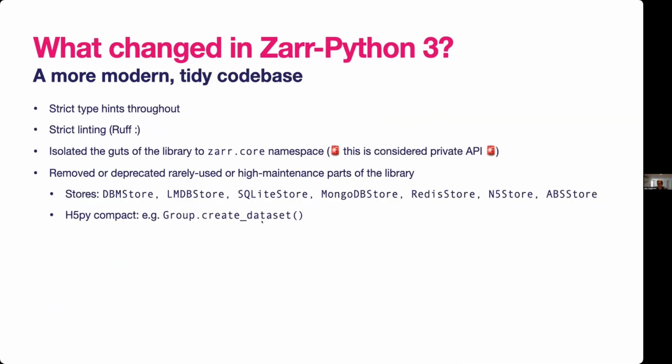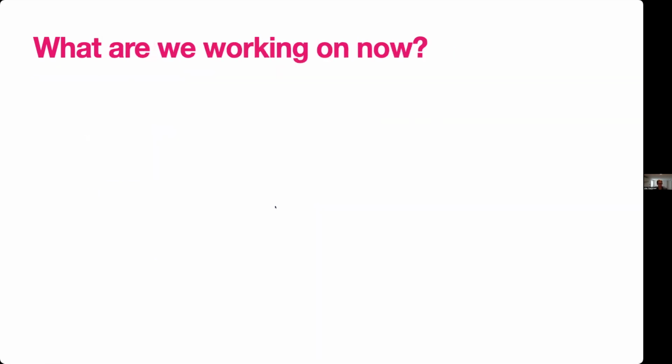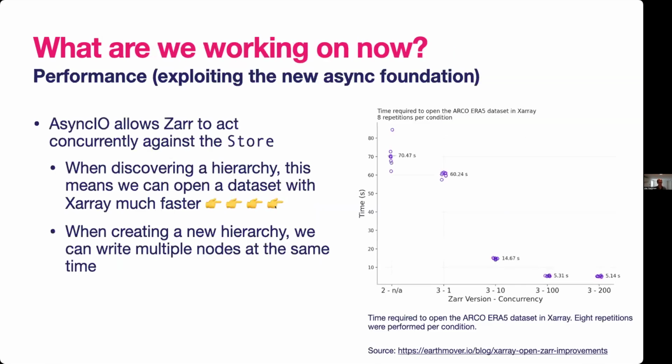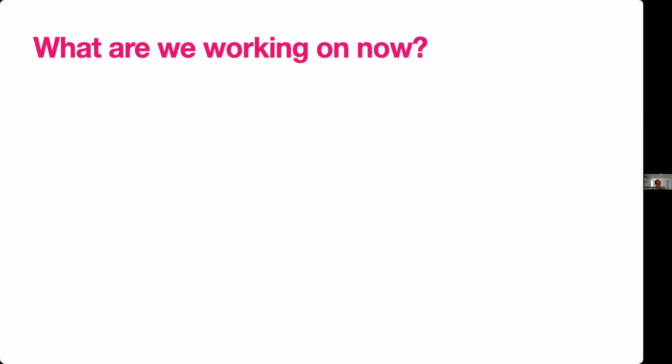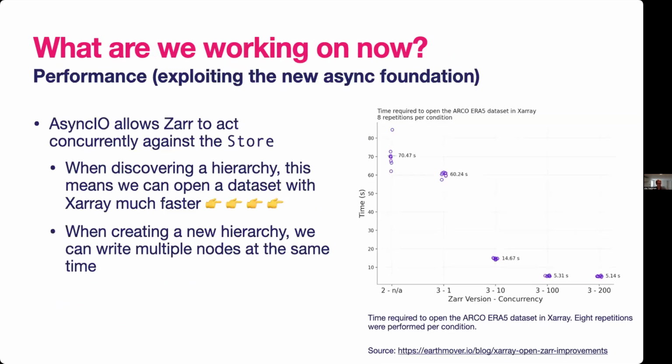All right, to blast through this, what else has changed? We have a more modern, tidy code base. We removed a bunch of stores. We cleaned up the internal namespace. I already talked about type hints. But what I'd like to do now is spend the last few minutes talking about what we're working on in the library and in the Zarr ecosystem, and then have a little bit of discussion.